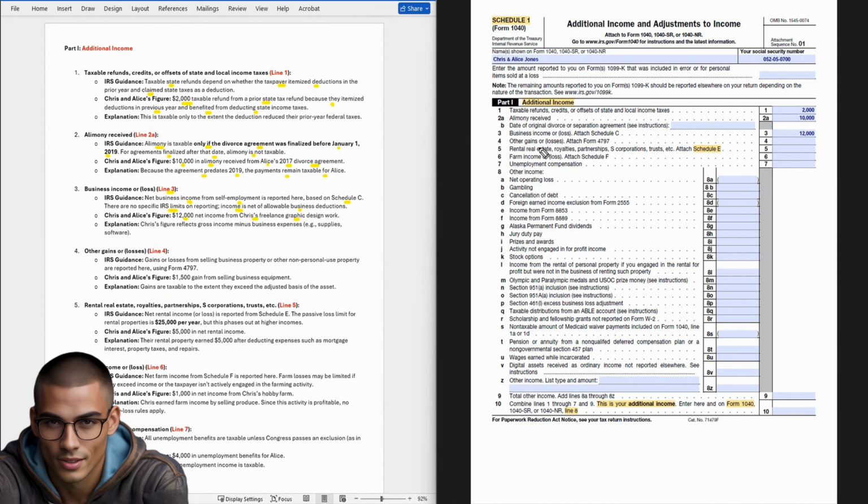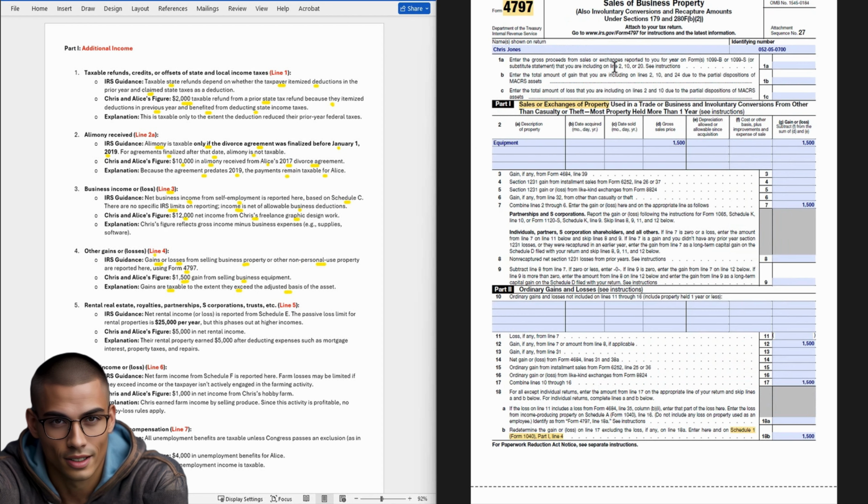Next, we have other gains or losses on line 4, and the guidance for these are that gains or losses from selling business property or other non-personal use property are reported here using form 4797. So what's Chris and Alice's situation? Well, they have a $1,500 gain from selling business equipment. Gains are taxable to the extent that they exceeded the adjusted basis of the asset. So let's take a look at form 4797. And we can see here a sale of business property for Chris Jones, and he sold a piece of equipment here for $1,500.